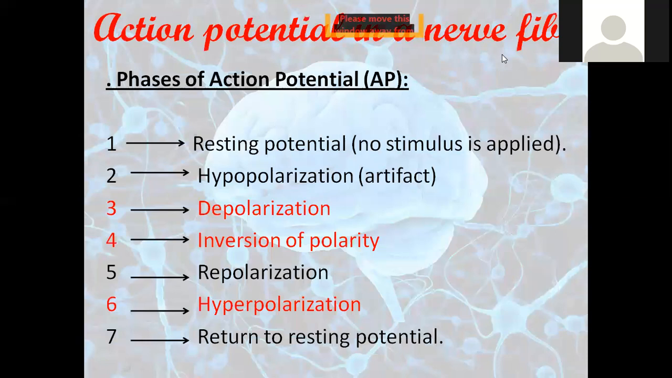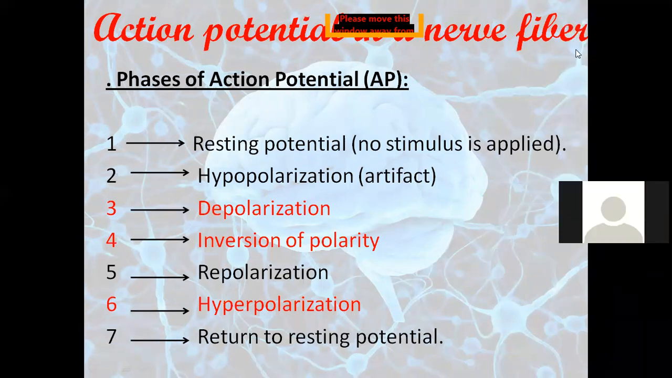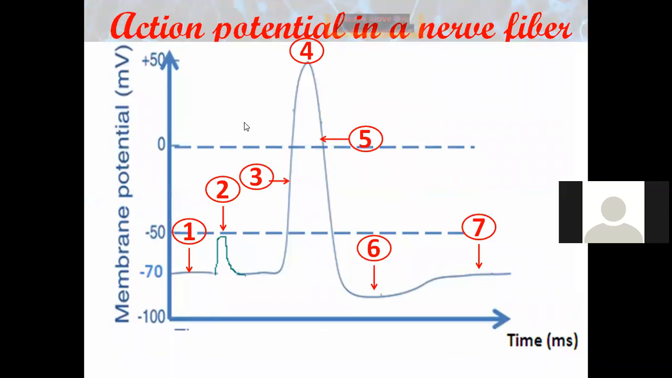Number 1, as I said, is called the resting, so no stimulus was applied. Number 2 is called hypopolarization. It is referred to as artifact, but I prefer to use the word hypopolarization, a decrease in the negativity. Whenever it jumps from the negative to the positive, as shown in number 3, this is referred to as depolarization.